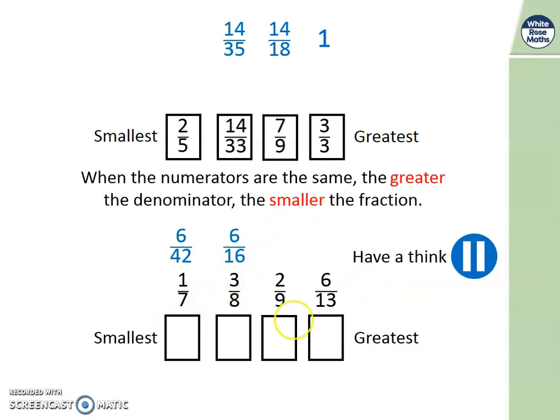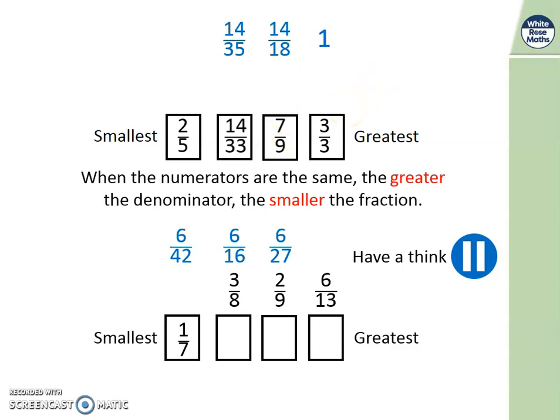Moving along, going from 2 over 9, what would I do to 2 to make 6? Multiply it by 3. Do the same to the denominator, times it by 3, and we get 6/27. We now have all the numerators the same, so we're looking for the greater denominator to put first. So the 6 over 42 is the greatest. So we can see that that will slide the 1/7 down.